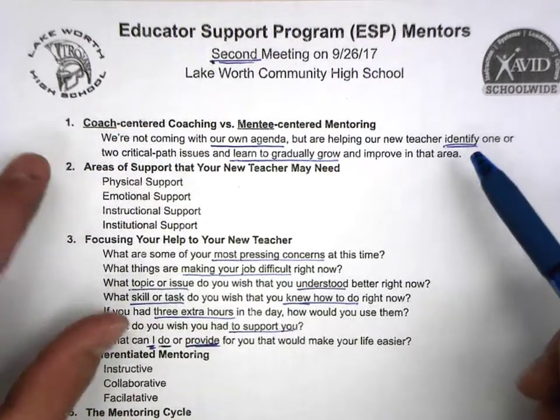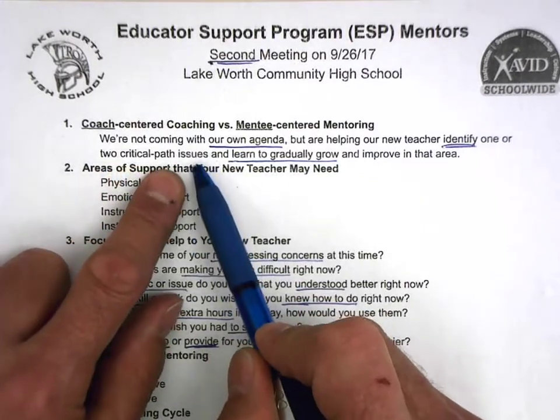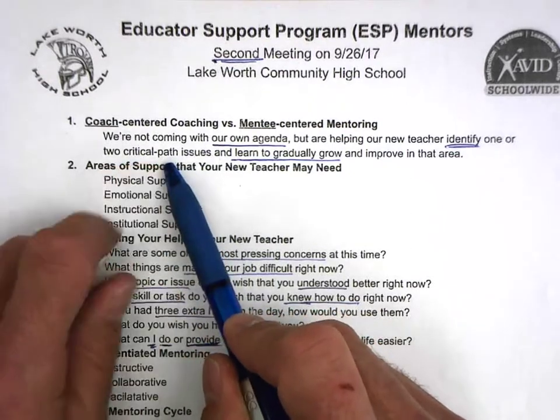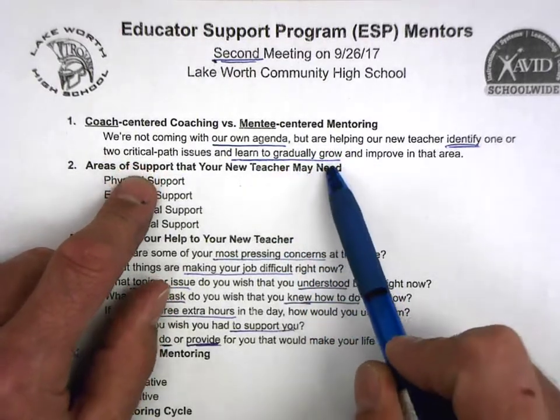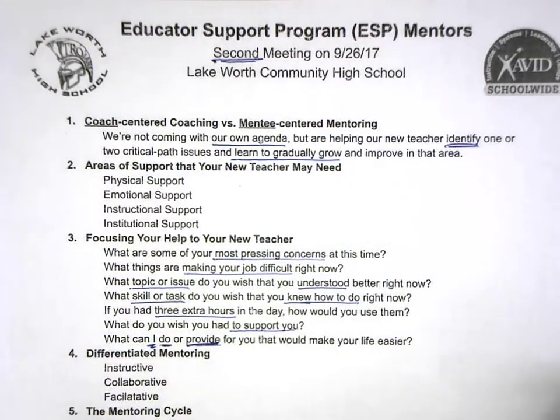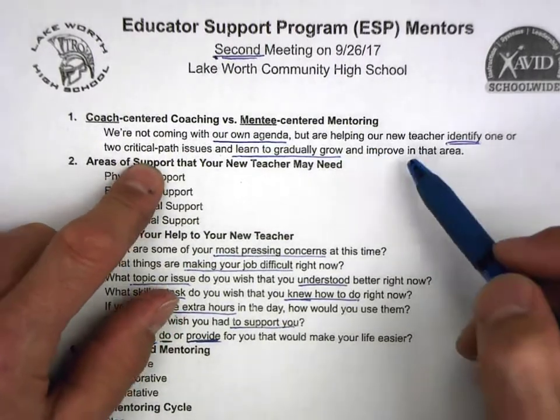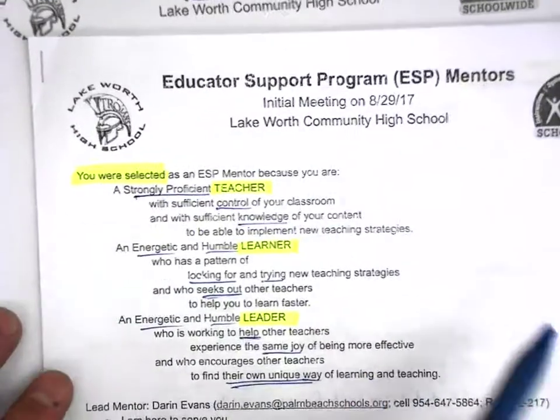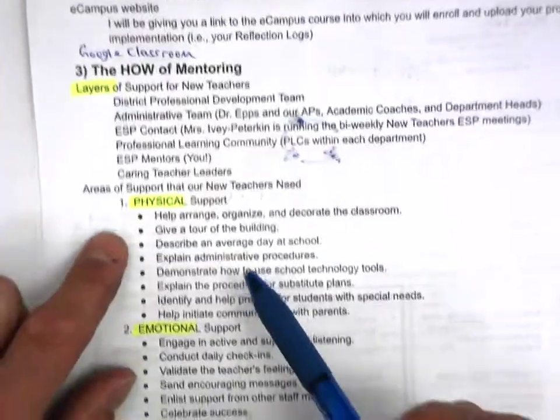Now, I'm not saying we're just passive, but we are actively helping them to identify some issues and to ensure that those are critical path issues, and then helping them to experience and to learn how to grow and improve in those particular areas. Okay, so how do you identify what those particular areas are that you should be looking at? Remember last time we looked at these different areas of support, so now I'm thinking about our initial meeting notes, and here it is on page 3, the how of mentoring and areas of support.